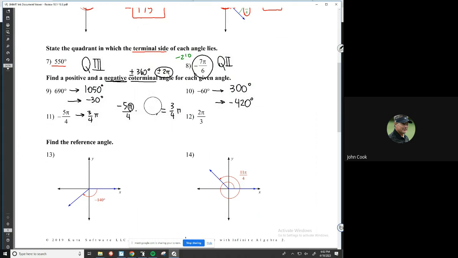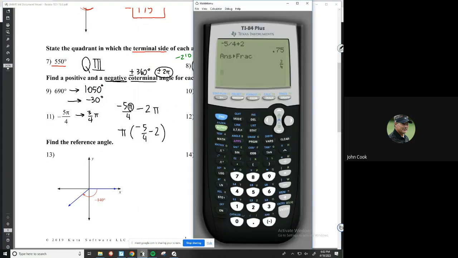So I'm going to subtract away 2 pi. And let's use the exact same logic as before. If I factor out the pi, then I really just have to worry about the fractions, negative 5/4 and a negative 2. Let's see what we get in our calculator. So negative 5 over 4 minus 2 gives me negative 3.25, math, fraction, negative 13/4. So this fraction just turns into a negative 13/4, and then I slap on a pi at the end. There's my negative coterminal angle.